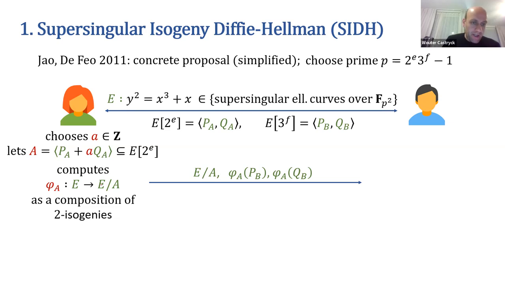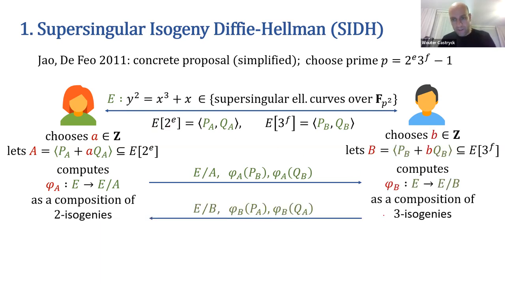Now, a quotient of elliptic curves is done by considering the isogeny with kernel A. So she considers the isogeny phi A with kernel the A that she chose. And this is the reason for working with the 2 to the e torsion. So this is an isogeny of degree 2 to the e. This is a very big isogeny to compute, but you can compute it as a composition of e isogenies of degree 2, and this is efficient. That's the reason for working with this 2 to the e torsion. And then Bob does the same, but as a composition of 3-isogenies. So this is again efficient.